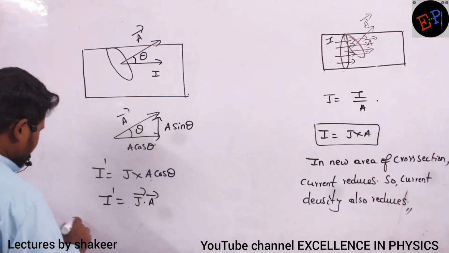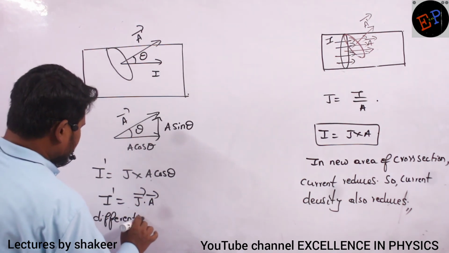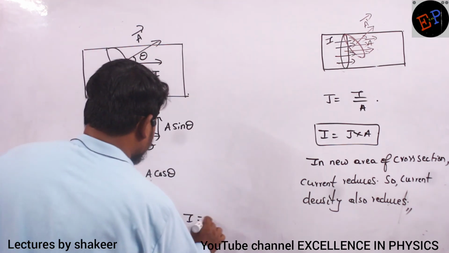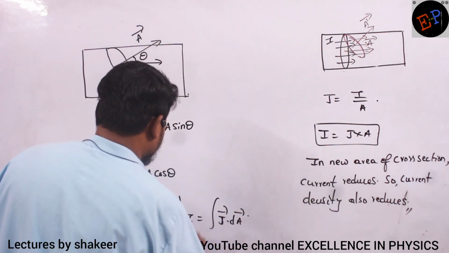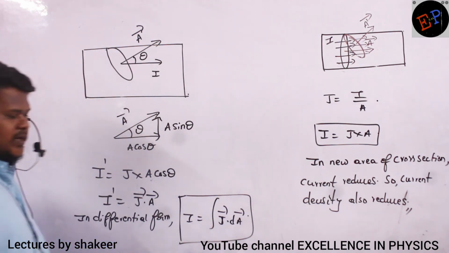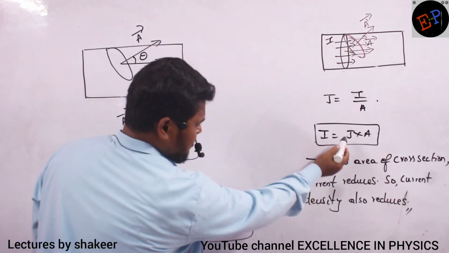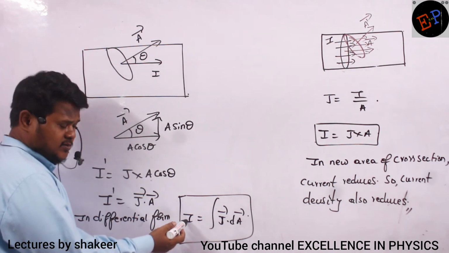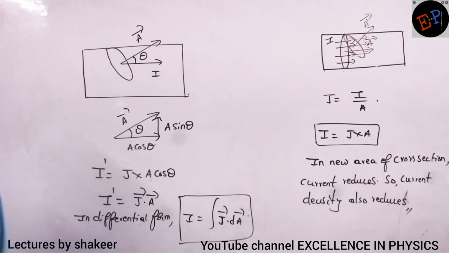And in differential form, how can I write? I is equal to the integration of J dash dot dA dash. What is meant by differential form? In general form, current is a constant, J is a constant, A is a constant. But differential form means current is a variable, so current density is also a variable. In that condition, definitely you have to apply integration. I is equal to the integration of J dash dot dA dash.